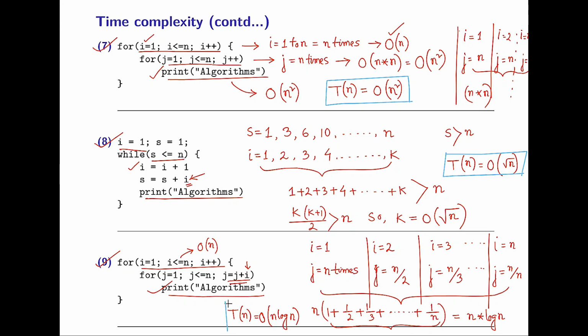Here I have written log n. How can I write log n there? It is a harmonic series. Just remember this very useful result: if you find the sum 1 plus 1 by 2 plus 1 by 3 plus, and so on, plus 1 by n, using the formula, it is equal to log n. Just remember that.